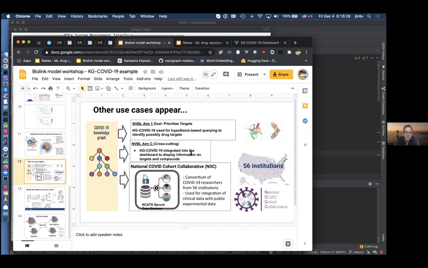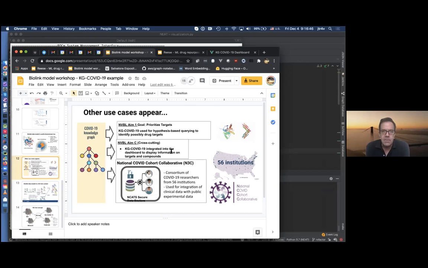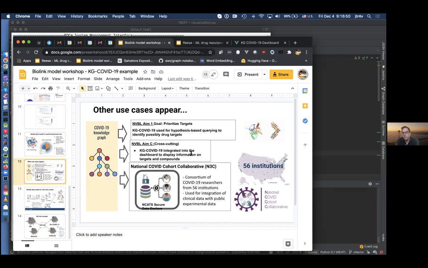So Deepak also mentioned the NVBL, which is the National Lab effort for COVID-19 response. We've used this in a couple of different ways for that project. One was prioritizing drug targets, and so we've used this for hypothesis-based querying to identify possible drug targets. There's also this cross-cutting aim, which is more about integrating data from different efforts. So KG COVID-19 was used as one of the ways of displaying integrated COVID-19 data that researchers can take advantage of.